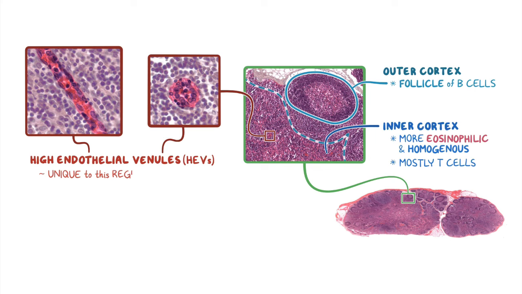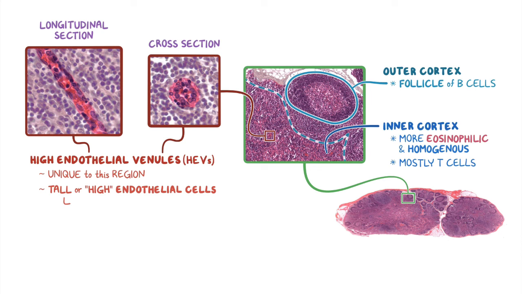The image on the right is a cross-section of an HEV, and the image on the left is a longitudinal section of an HEV. The endothelial cells of venules are typically flat, but these venules have unusually tall or high endothelial cells. These endothelial cells allow lymphocytes in the venules to move out of the blood and into the surrounding lymphoid tissue.